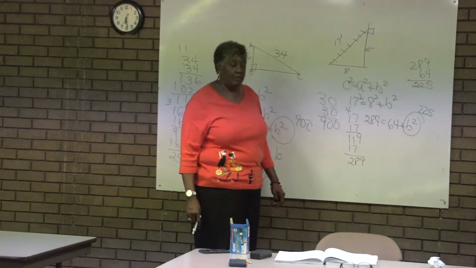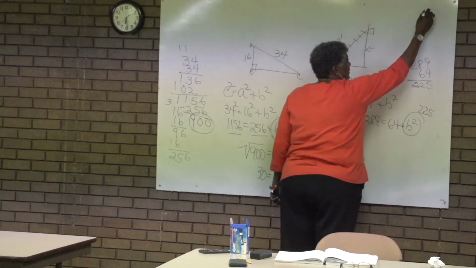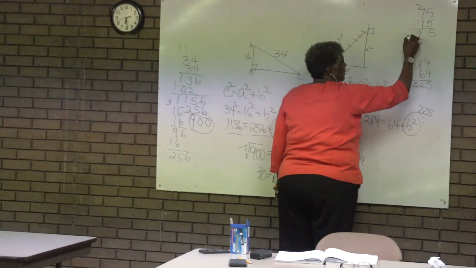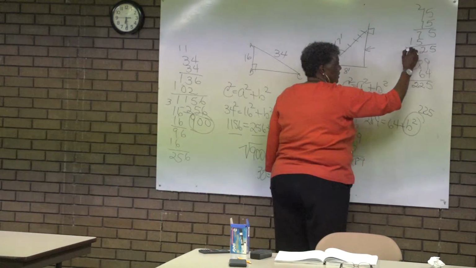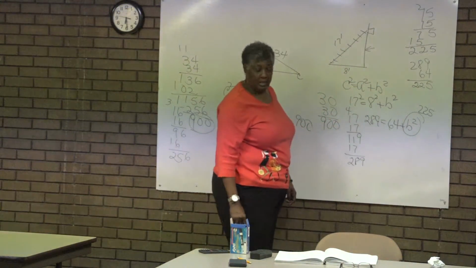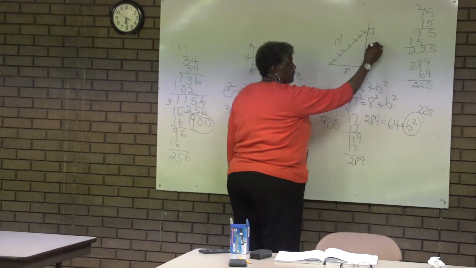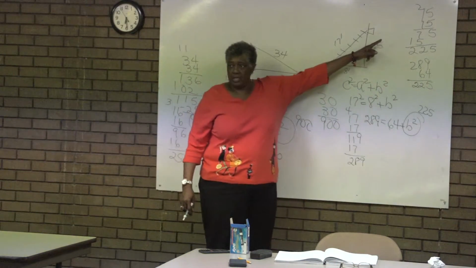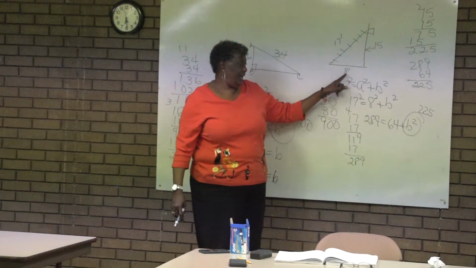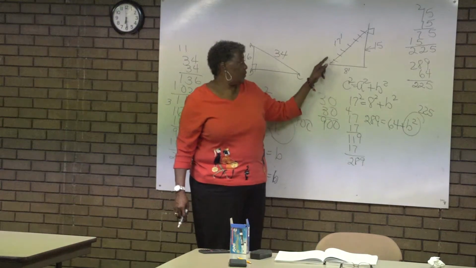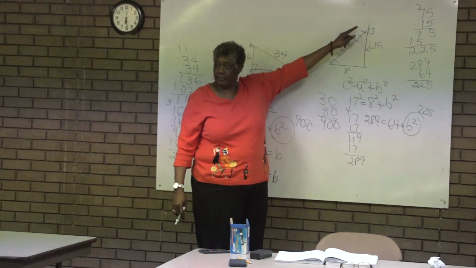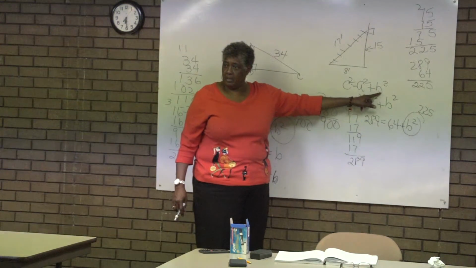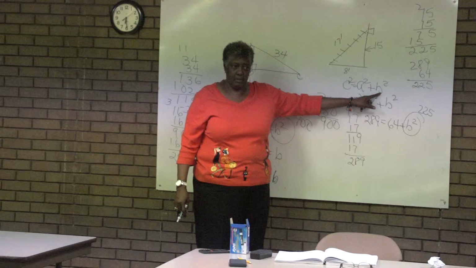What is it? 15? Let's see. That's it. This has got to be 15. So that when I say 15 times itself plus 8 times itself, it equals 17 times itself. Because that's what the formula tells us. Make sense?